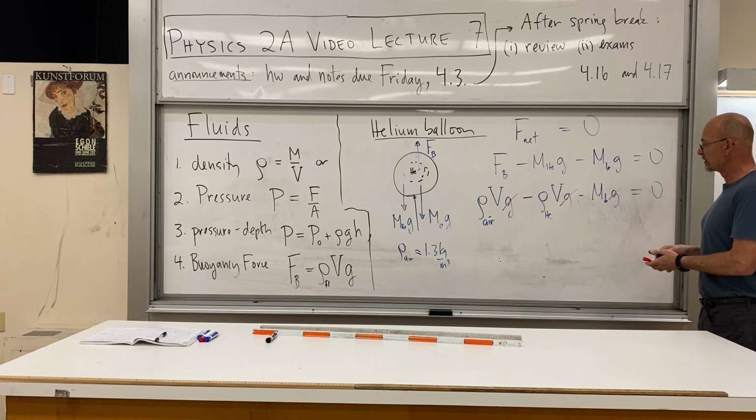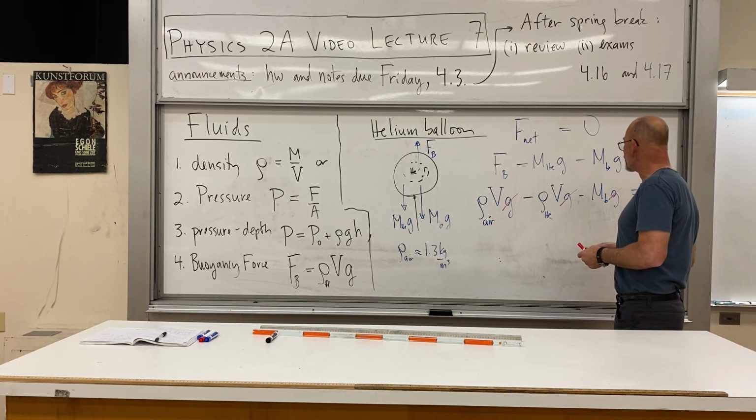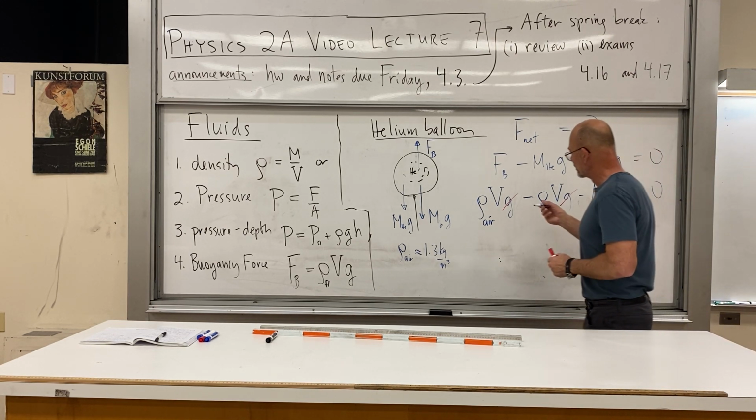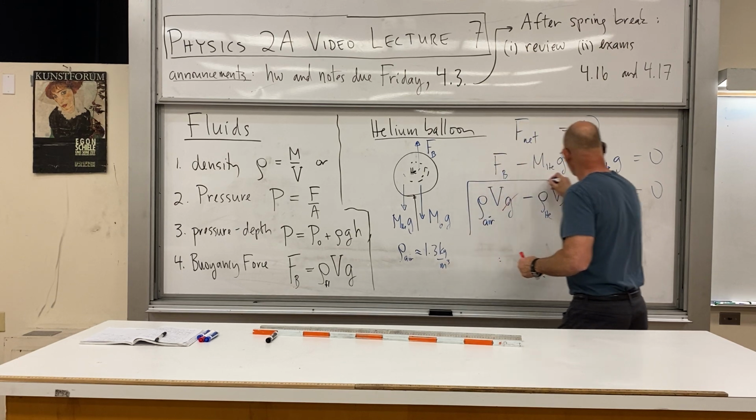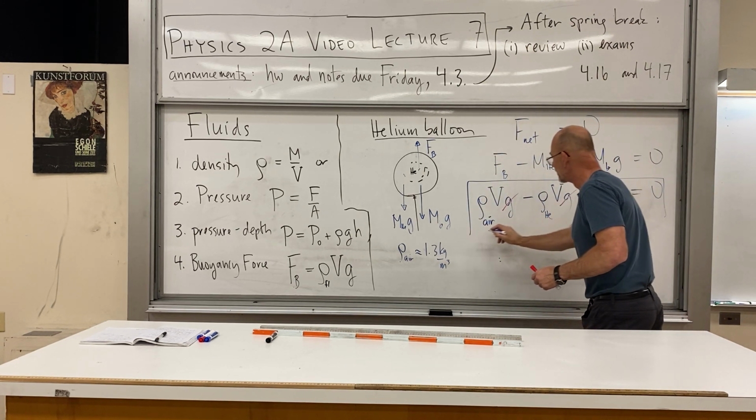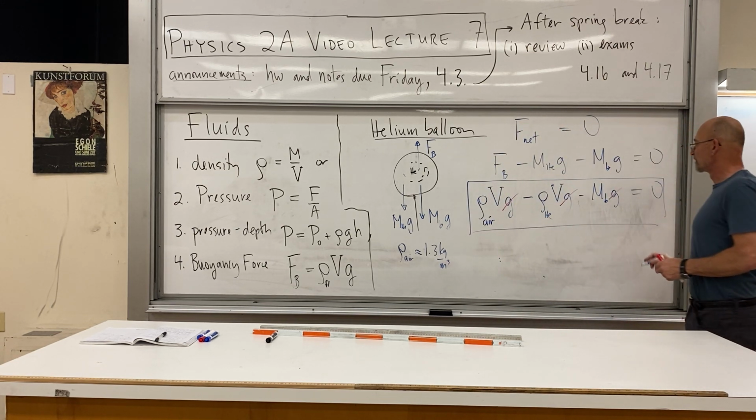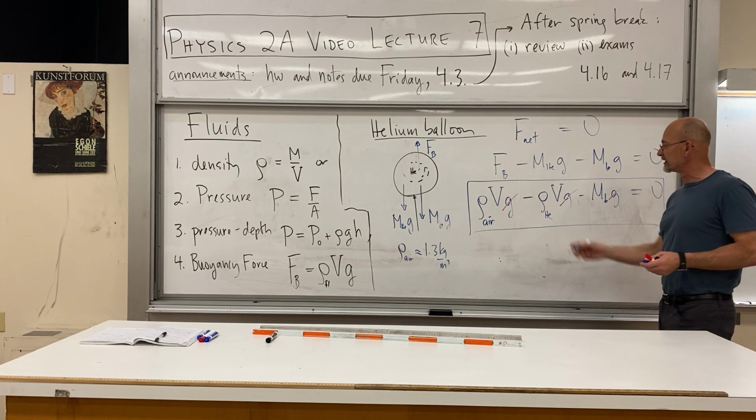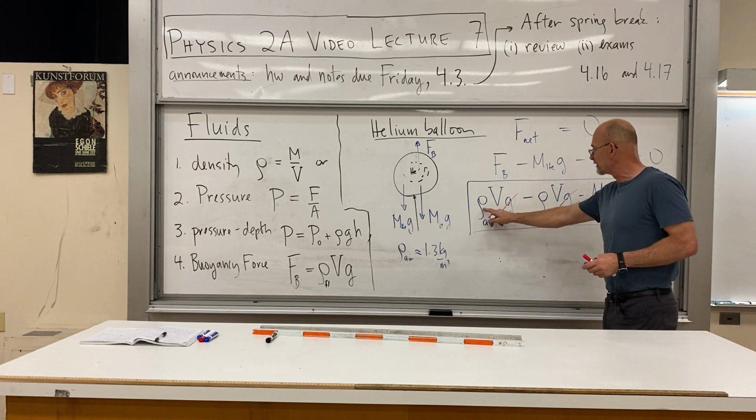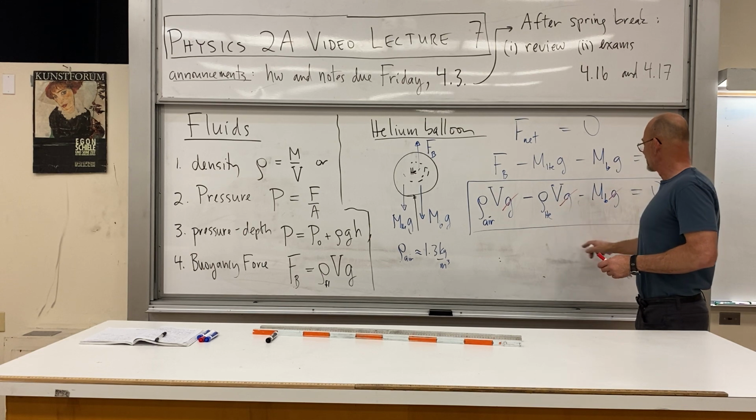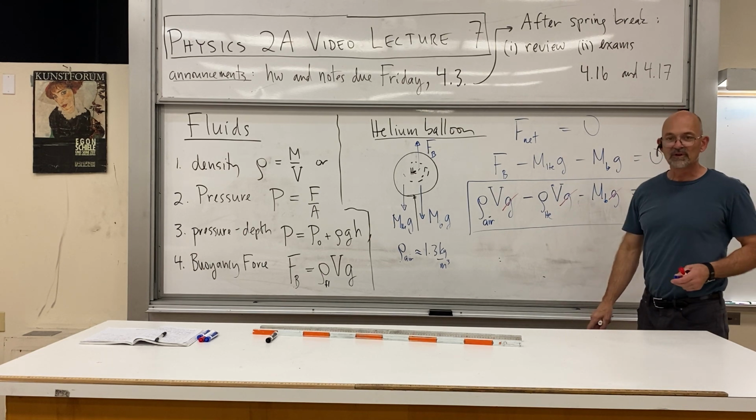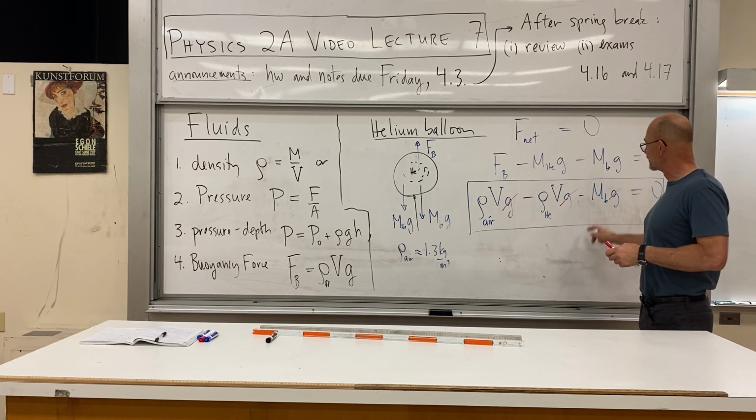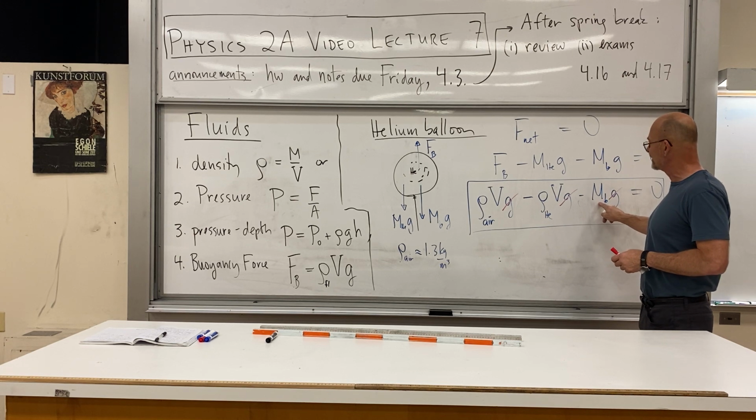And we can basically solve for one unknown. So in one sense, I could just leave this up here, because we could solve for one unknown in this thing. For example, given a volume, then we could say, well, how much can this balloon lift? What would its payload be? So then we would solve for M sub B.